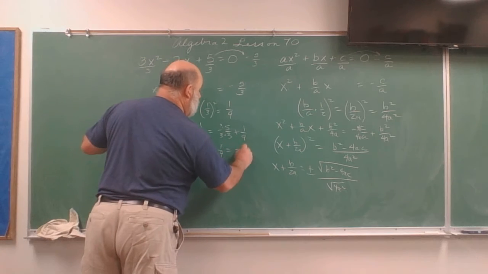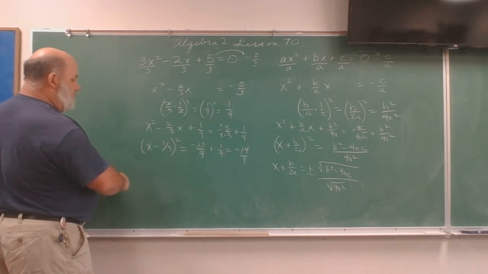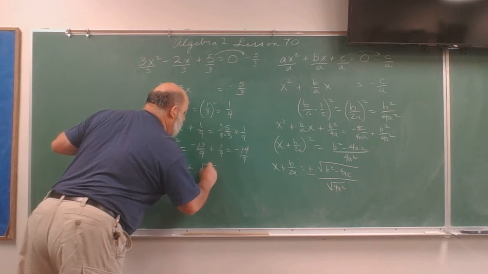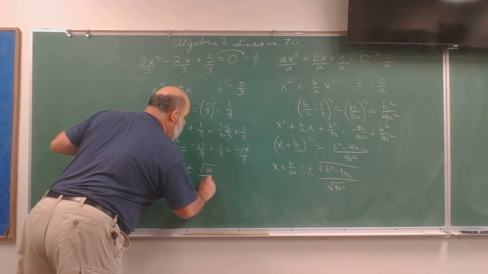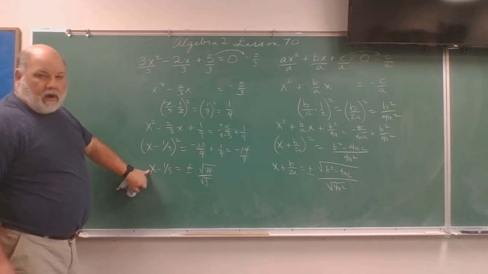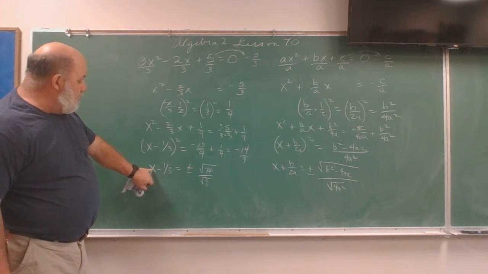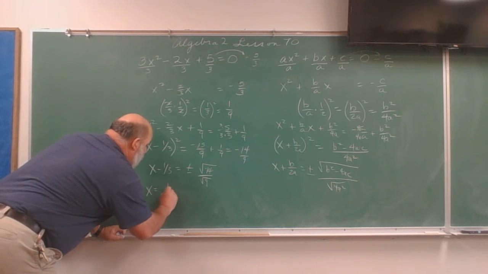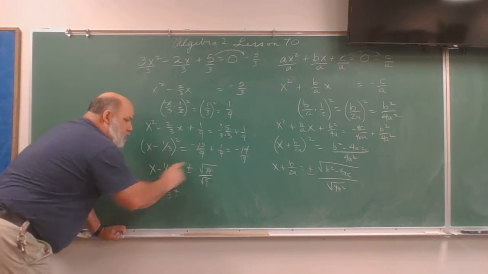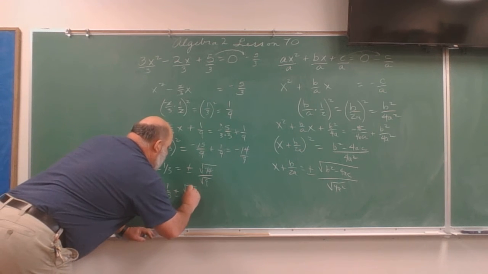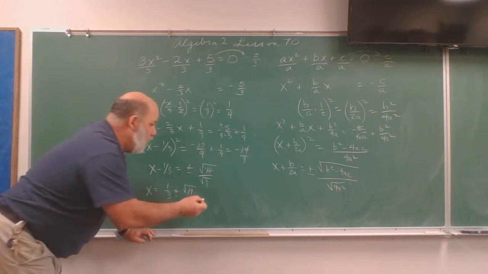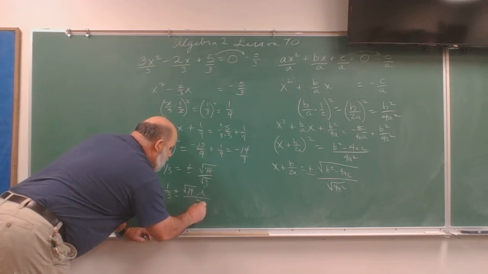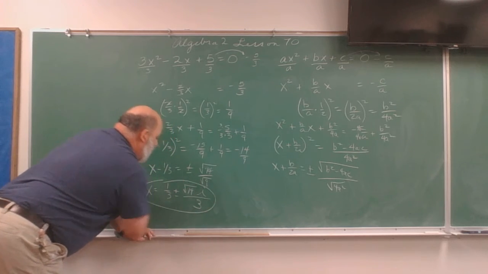That's negative 14/9. Take the square root of both sides. x minus 1/3 equals plus or minus the square root of negative 14 over the square root of 9. Now, we've caught up to where we needed to be. I'm going to move this 1/3 to the other side of the equation by adding 1/3 to both sides. I get 1/3 plus or minus the square root of negative 14, which is the square root of 14 times the square root of negative 1, which is the letter i. And the square root of 9 is 3. There is the answer to that.